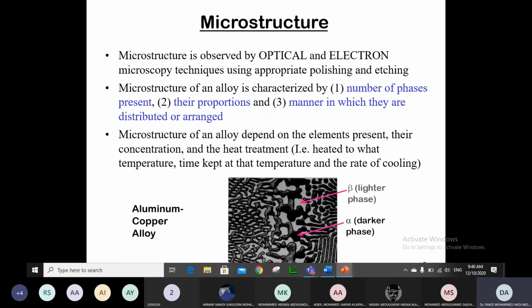One more point before we go into the phase diagrams. Again, we have 10 minutes more to go.